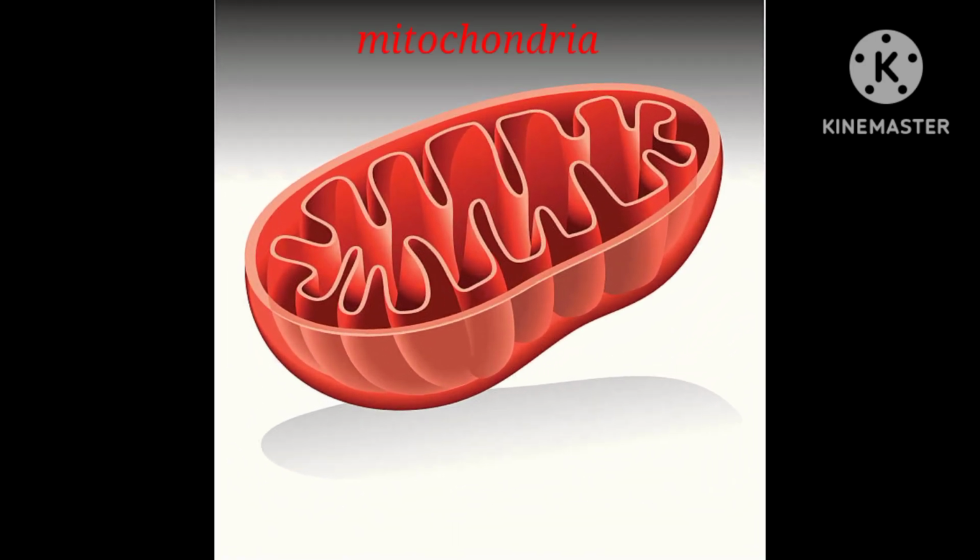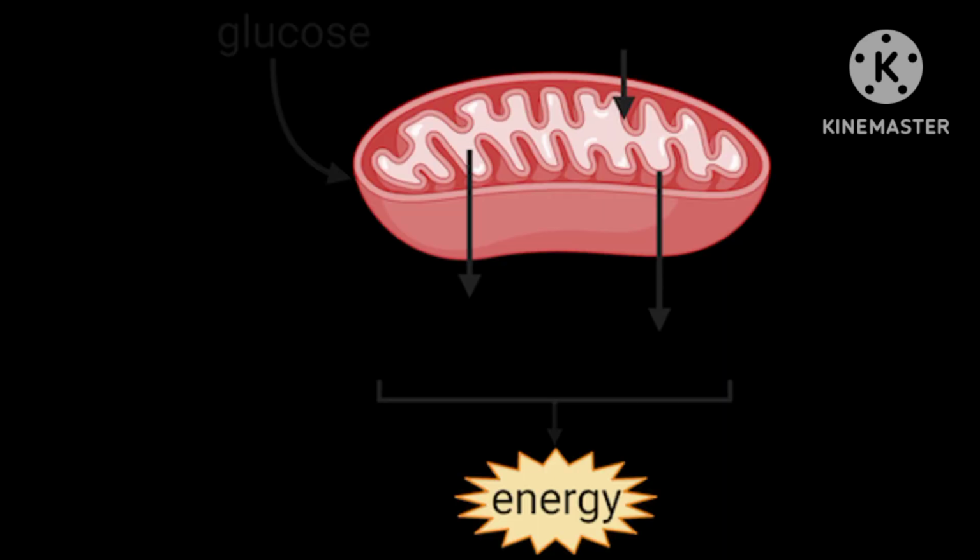Now let us discuss the first organelle, that is mitochondria. The mitochondria is known as the powerhouse of the cell, or sometimes it is called a power station of the cell. It provides energy to many parts of the cell. In mitochondria, cellular respiration takes place. For example, when glucose reacts with oxygen, by ATP, it gives energy plus carbon dioxide.